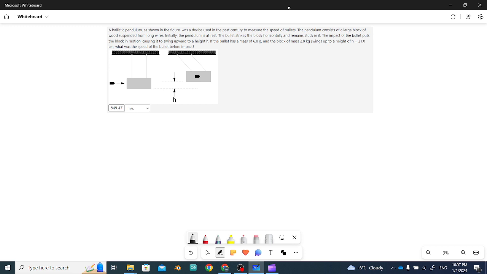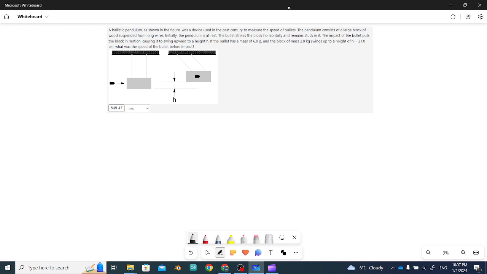Now, let's analyze this. At the beginning, all the energy was in the bullet. It was all kinetic energy. And then as it went up, it was converted to potential energy as it went up into the ballistic pendulum, and the ballistic pendulum reached a height of 21 centimeters. Now, this means that we can find the change in kinetic energy.